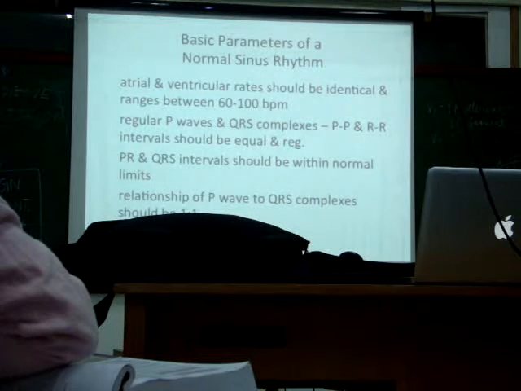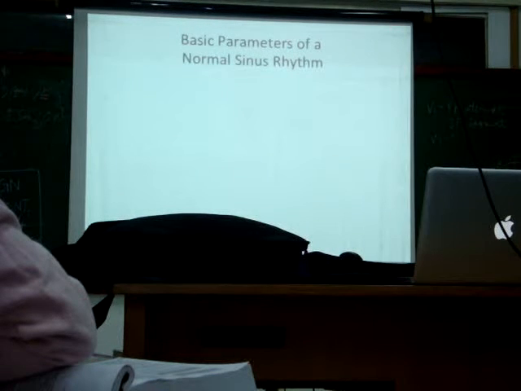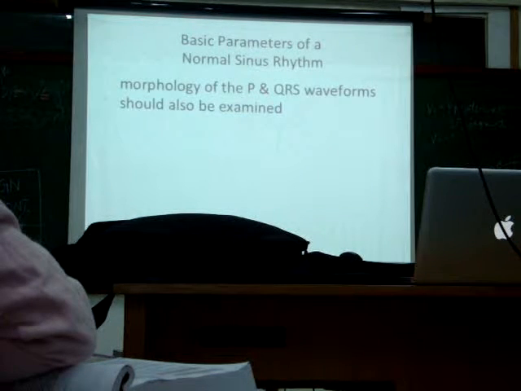Very good. Okay, also examine the morphology of the P wave. The P wave should always be, if it's from the SA node, upright. Why should it be upright?